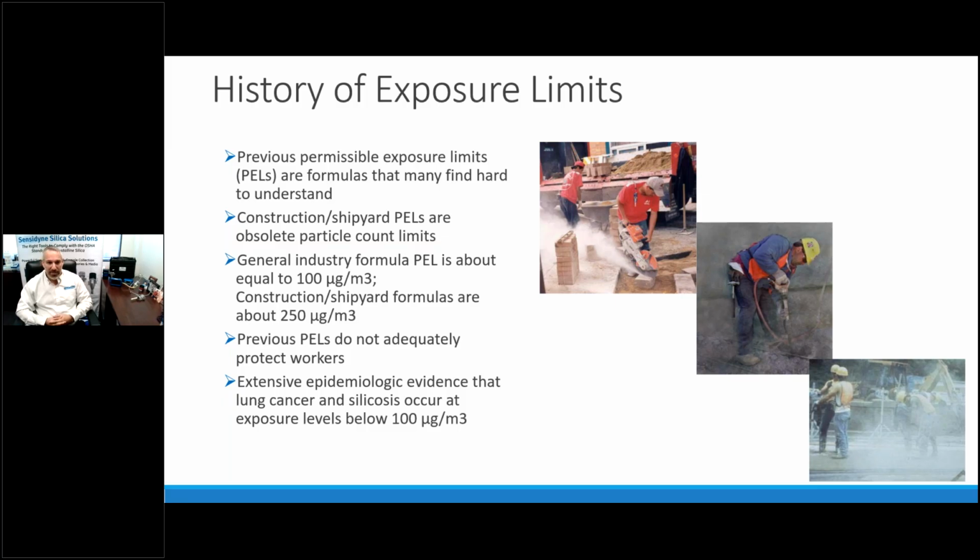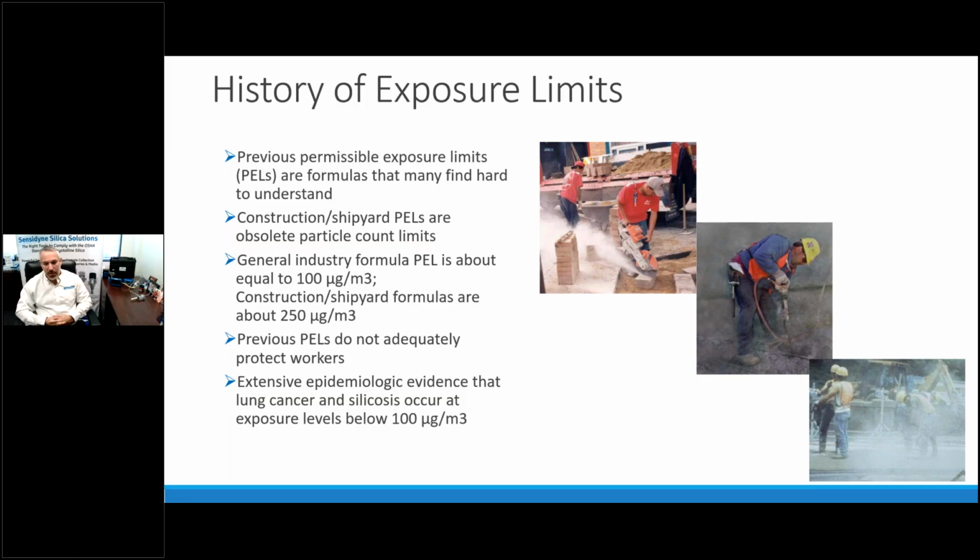There were separate limits for construction and shipyards that were looking at certain particle counts. For general industry, the formula for the permissible exposure limit ended up working out to be around 100 micrograms, or 0.1 milligram per cubic meter. For the construction and shipyard industries, the formulas worked out to be around 250 micrograms per cubic meter.